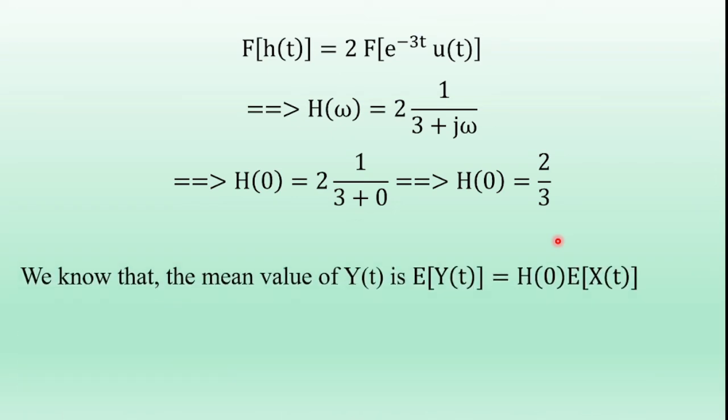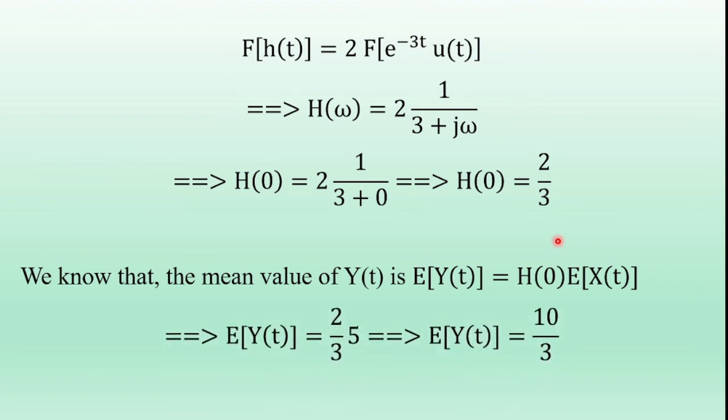So we know that the mean value of the output response, expectation of y of t, is equal to H of 0 into expectation of x of t. Given that the expectation of the random process, expectation of x of t, is 5, and the zero frequency response of the system is 2 by 3, substituting those two values into this equation, we get expectation of y of t is equal to 2 by 3 into 5, which is equal to 10 by 3.